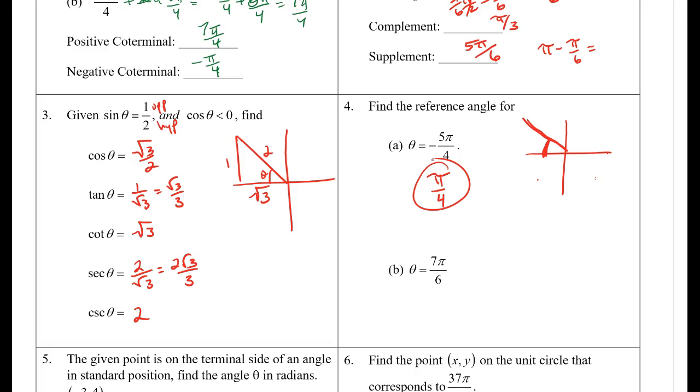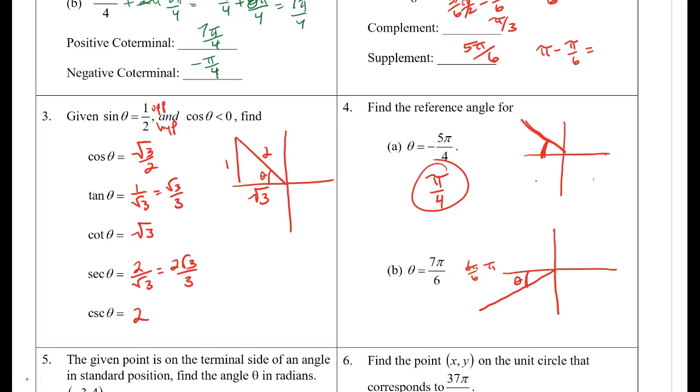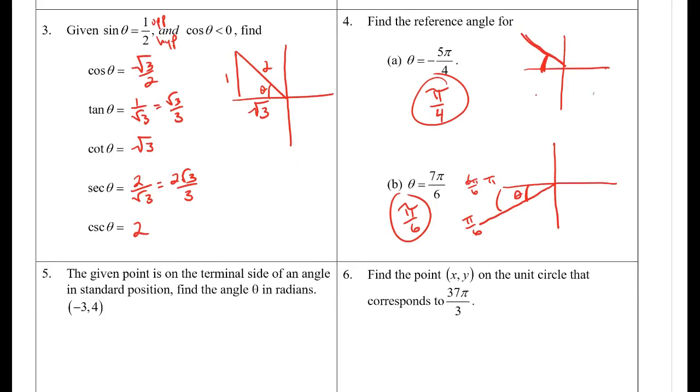Part B, 7 pi sixths, same idea, I just need to figure out where 7 pi sixths is. If you're looking at your unit circle, it's over here in quadrant 3, and all I care about is that little angle, which is, since this is pi, or 6 pi sixths, then this little extra piece has to be just an extra pi sixth. So my reference angle here is pi over 6.